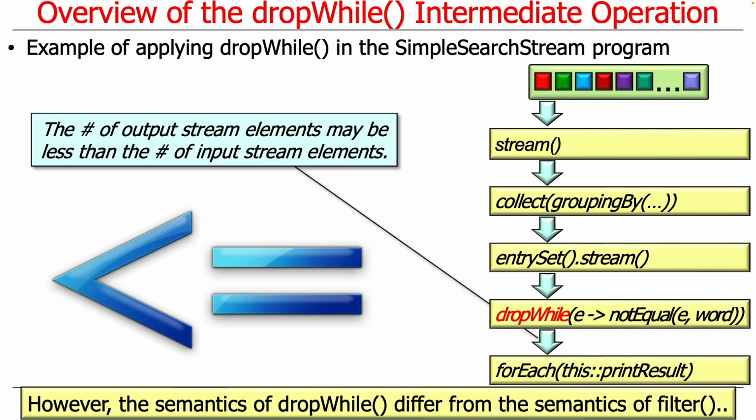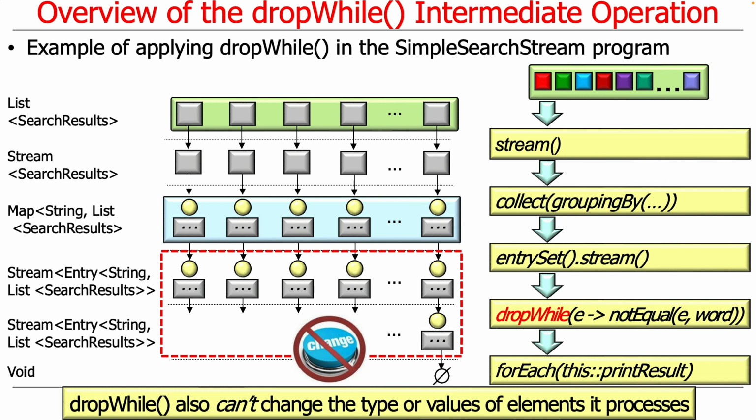With filter, it's a run to completion operation. So it has to look at every element in the stream, deciding whether or not to let it through. With dropWhile, it's a short-circuiting operation. As soon as the predicate is no longer true, it'll stop. So it'll drop while the predicate holds, and if it's false, then it'll stop dropping. Another thing similar to filter is that it can't change the type or the values of the elements it processes. It just basically will either stop or continue.